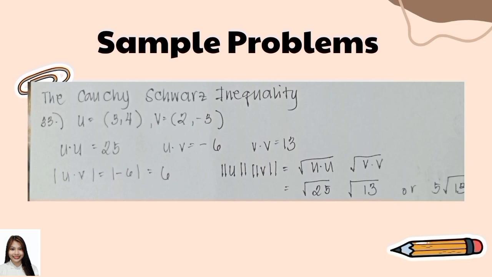The norm of u and the norm of v are the square root of u · u and the square root of v · v, which is the square root of 25 and the square root of 13, or 5 square root of 13. So the absolute value of u · v is less than or equal to the norm of u times the norm of v, which is 6 is less than or equal to 5 square root of 13.